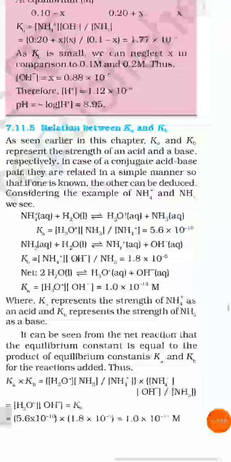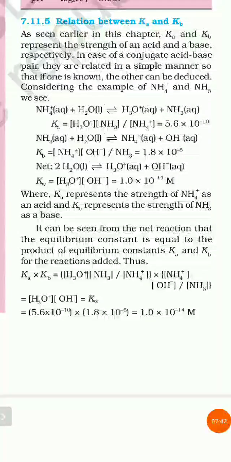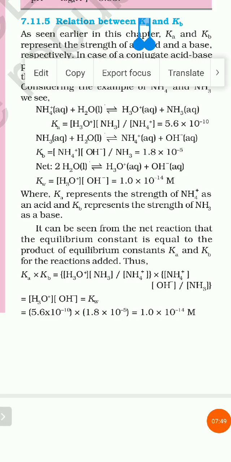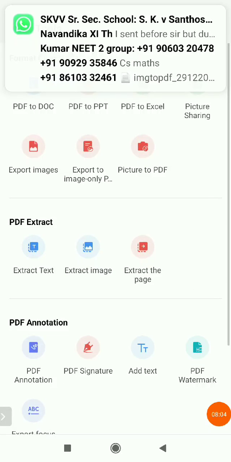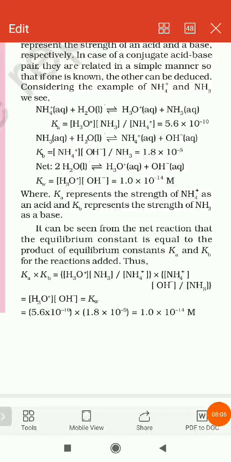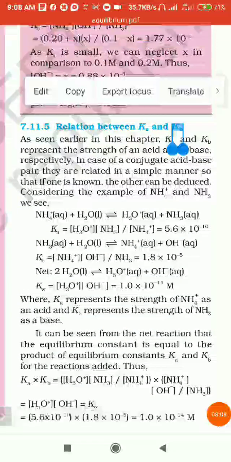Now today we are going to see the relationship between Ka and Kb. What is meant here by Ka and Kb? Ka stands for the equilibrium constant for an acid. Kb stands for the equilibrium constant for a base.